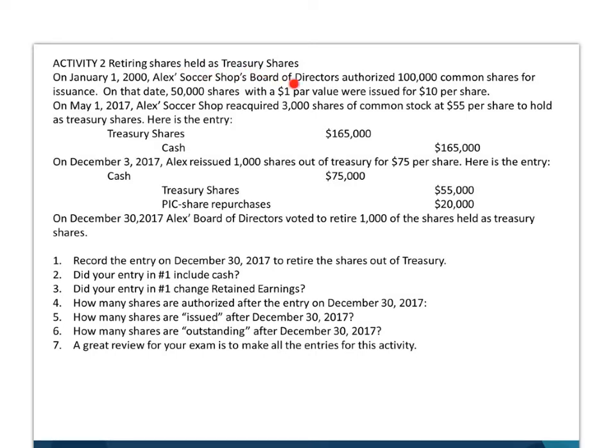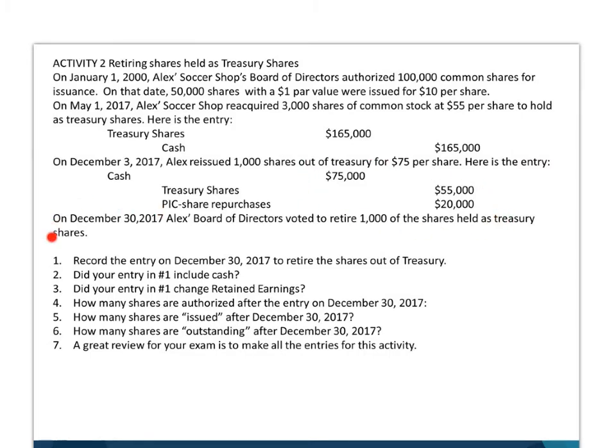Can you do the entry to show the 50,000 shares issued? Yes, that's very basic. You can issue shares. Then I give you the entry. This is from the other day, but make sure you can do this entry too, to reacquire shares at $55 and put them in the treasury. And then we had a situation where we reissued shares out of treasury, right? We talked about that last week as well.